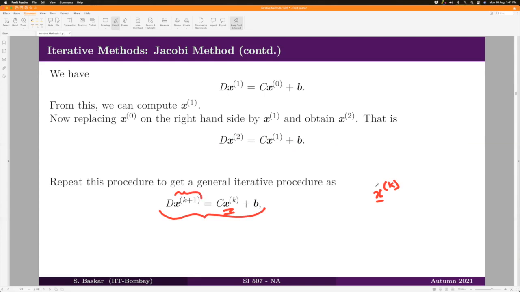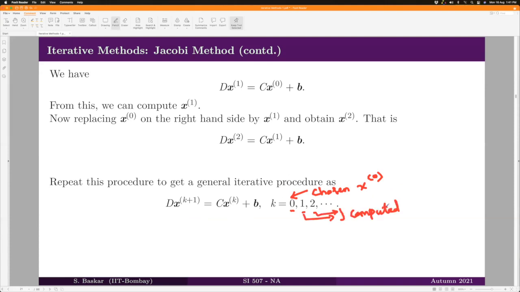So in that way, what we got is a sequence of vectors out of this procedure, where k varies from 0, 1, 2 and so on, where at the 0th level we have chosen the vector x0, and from that onwards x1, x2 are computed by plugging in the previous level vector on the right hand side, making your system a fully diagonal system, and then directly getting the solution of that diagonal system. We are generating these vectors xk for any k equal to 1, 2, 3 and so on.